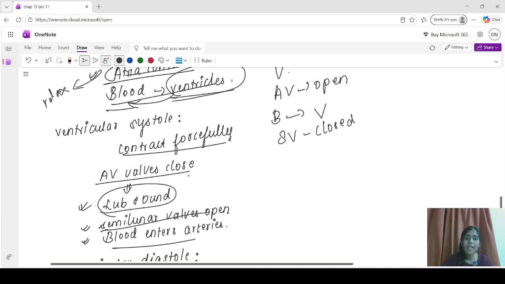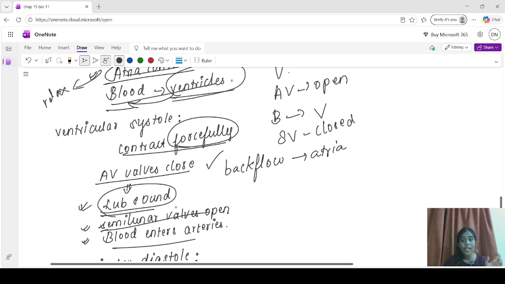And now, ventricular systole. What happens during ventricular systole? The ventricles will be contracted forcefully and the pressure inside the ventricles increases. The first event: the AV valves get closed. Why do they close? To prevent the backflow of blood into the atria. This closure of the AV valve produces the lub sound. Next, as the ventricular pressure increases, the semilunar valve will open and blood is pumped into the arteries.